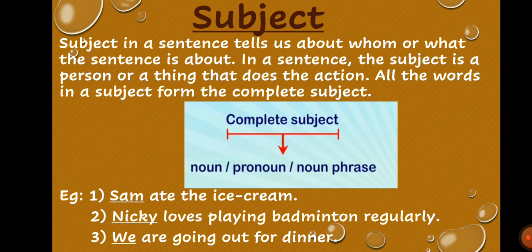So, hence, in the first sentence, we saw that Sam is doing the action and hence Sam is a subject and Sam is a noun. In the second example, we saw that Nikki is performing the action. Hence, Nikki is a subject as well as noun. And in the third sentence, we is doing the action. So, hence, we is a subject and it is a pronoun. So, students, did you understand what the subject is? Subject is a person or a thing that does the action. That means subject is the doer of the action.